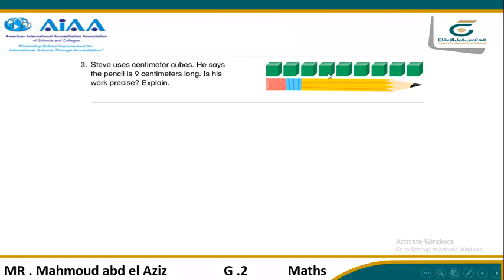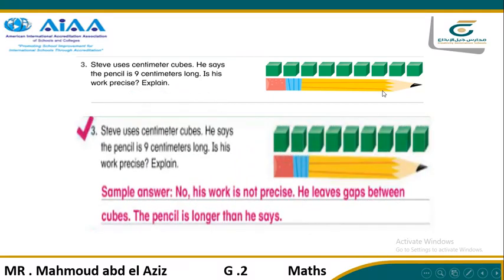We have here 9 cubes. Is that pencil equal to 9 centimeters? No. Why? Because we have here a distance between each cube and another one. He didn't measure it. Is that right? So this pencil is more than 9 centimeters long. So your answer here would be no. His work is not precise. He leaves gaps between cubes, like a distance. So the pencil is longer than, he says, longer than 9 centimeters.